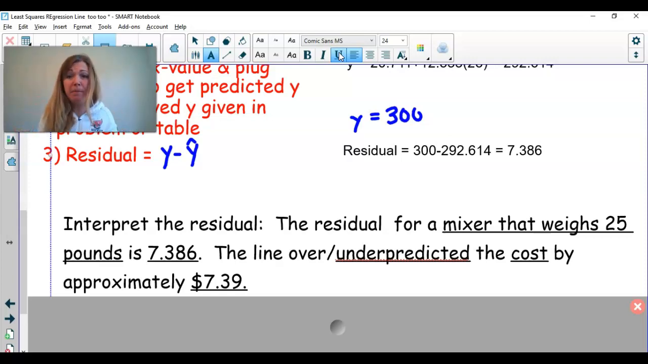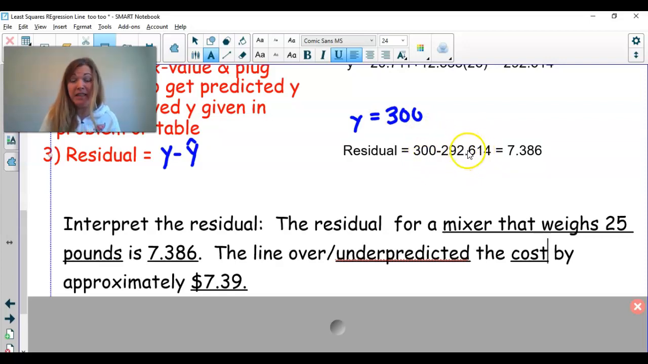Please use this template anytime you're asked to interpret the residual. So what did I say first? I talked about what the residual is. The residual for, in context, this is my X, what happened? I plugged in 25, it was a mixer that weighed 25 pounds. I talked about the value of the residual. Then I talk about, does it underpredict or overpredict? The line underpredicted. How did I know? Again, I look and I say, hey, this is what the predicted was. This was the actual value.